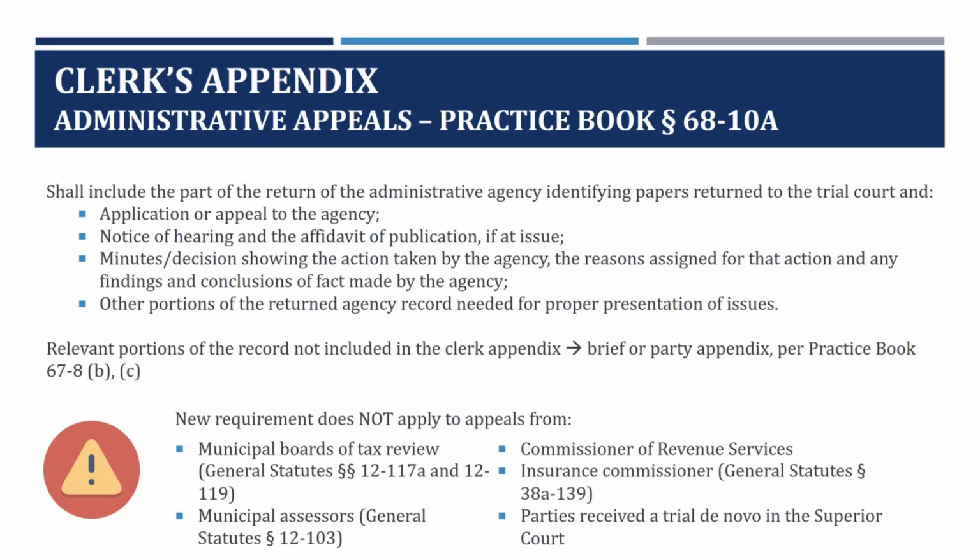But part of the return of the administrative agency papers that we're going to include in these are the application or appeal to the agency. We want to know how it got to the agency. We want to know the notice of hearing, what the agency did. And then the decision. We need to know what the agency decided. And then if there are other relevant portions to that, we would include them as well. And then the other portions of the returned agency record needed for proper presentation of the issues.